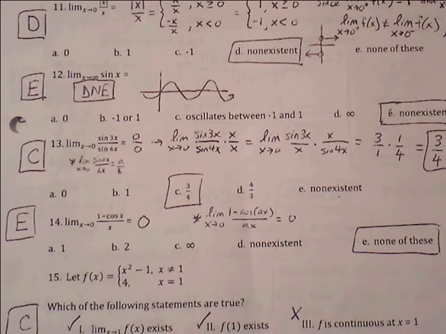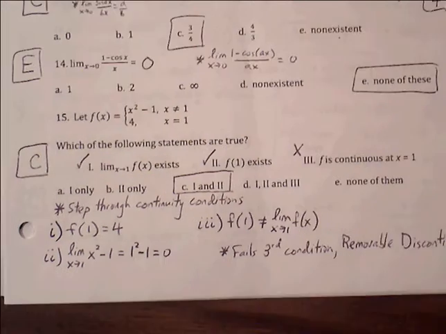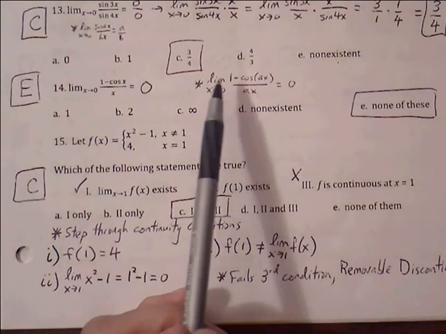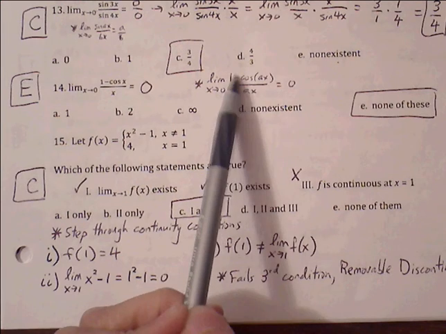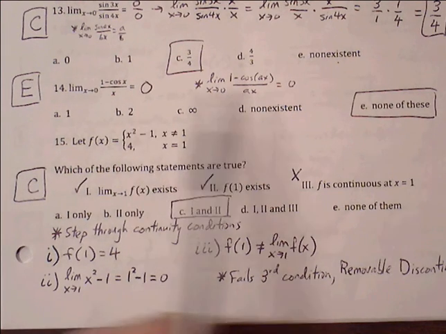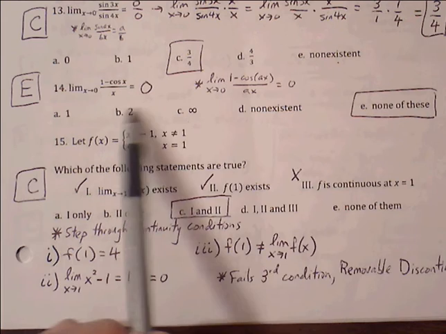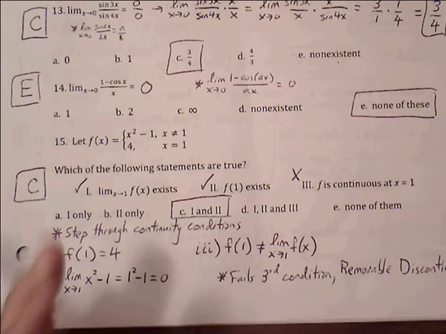14, we do have a rule for 1 minus cosine of x over x. And the rule is limit as x approaches 0 for 1 minus cosine of ax over ax is simply equal to 0. So that's not matching any of these answer choices, so none of these.